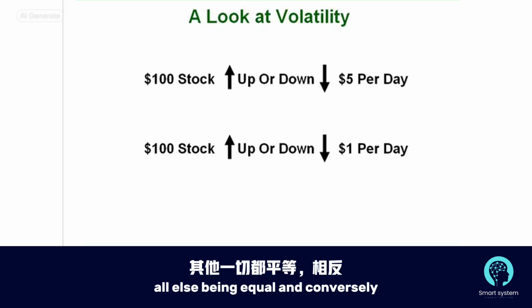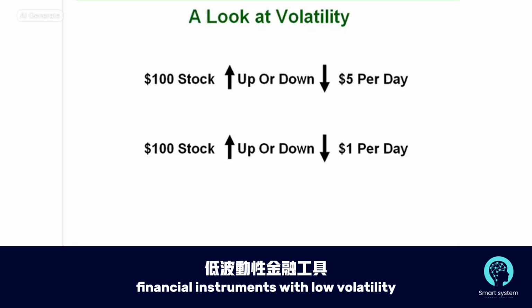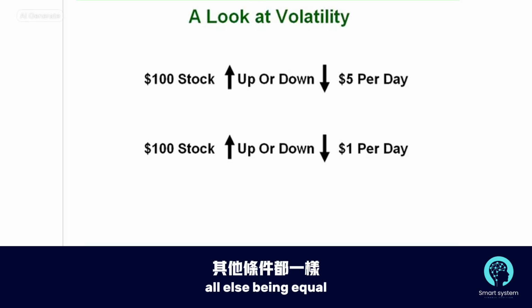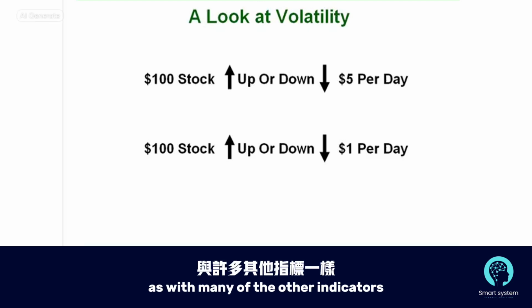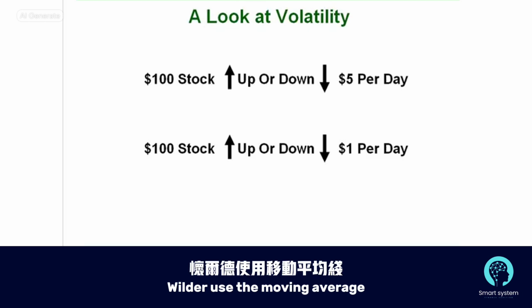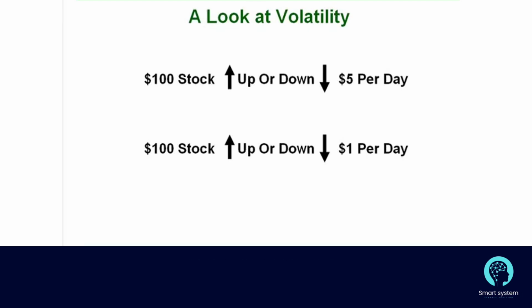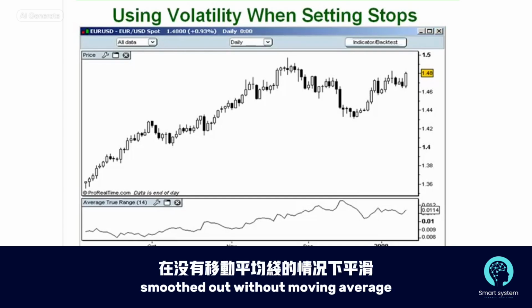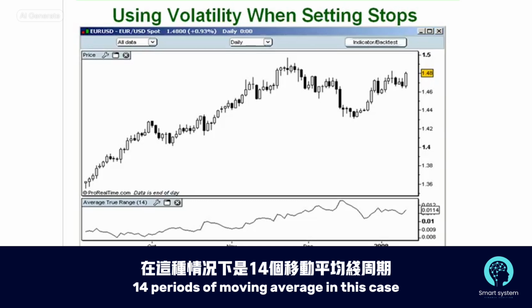All else being equal, conversely, financial instruments with low volatility move a relatively small amount, so it takes longer to make or lose money. As with many of the other indicators we've studied in previous lessons, Wilder used a moving average to smooth out the true range numbers. And when plotted on a graph, the indicator looks like this. What you're basically seeing here is a representation of the average daily movement, smoothed out with a moving average, 14 periods in this case.